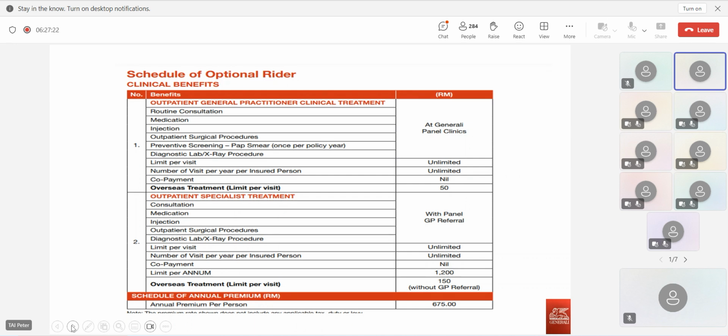Like I say, based on our experience, that optional rider clinical benefit normally is given to the senior management. The senior management will enjoy this. Not so for the clerical or the factory staff, because like I say, they worry the staff abuse this benefit. So based on my experience again, this is good for those in the senior position or management position. So you can add this 675 ringgit to the plan that they are buying. Then that's it. You are covered, both clinical and also inpatient.